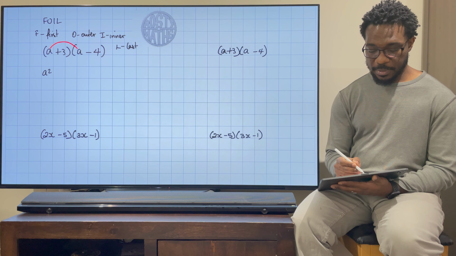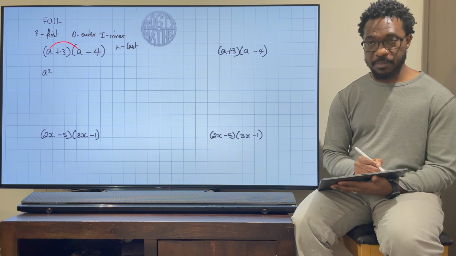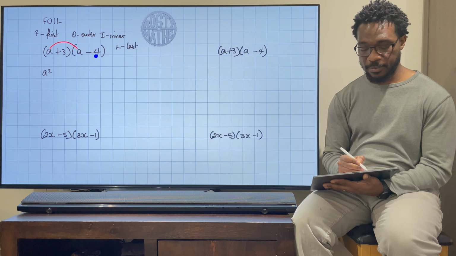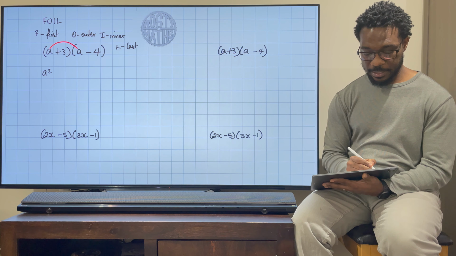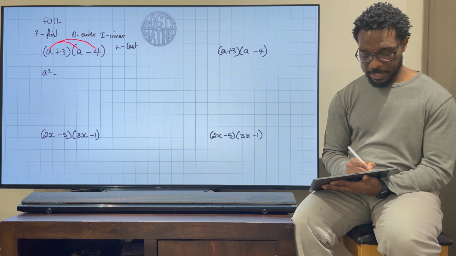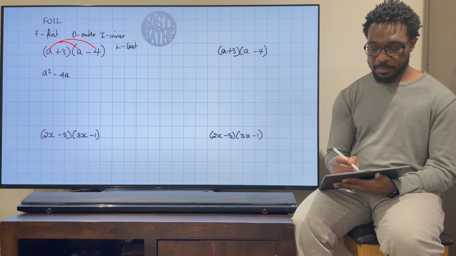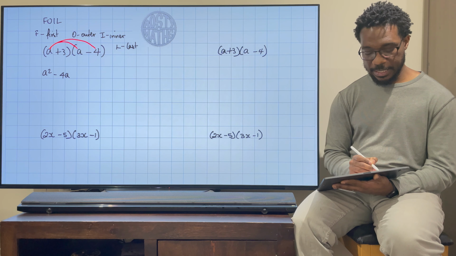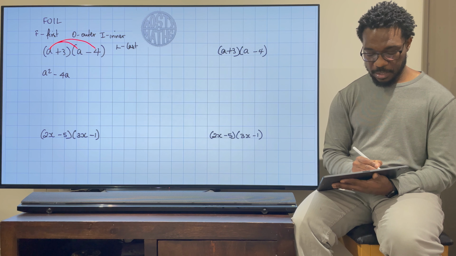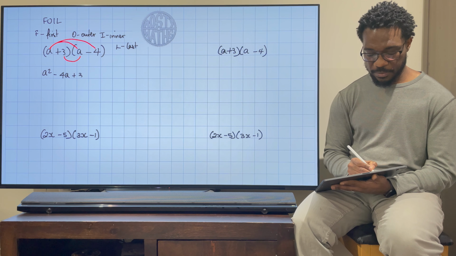And then I am now going to multiply the outer terms. And the outer terms means the terms on the extreme edges. So I've got this outer and that outer. So now I'm going to multiply the A and that -4. So that's going to be minus 4A. Now I'm going to multiply the inner terms, and the inner terms are the ones on the inside there. So these are my inner terms. So 3 times A, that's going to be plus 3A.